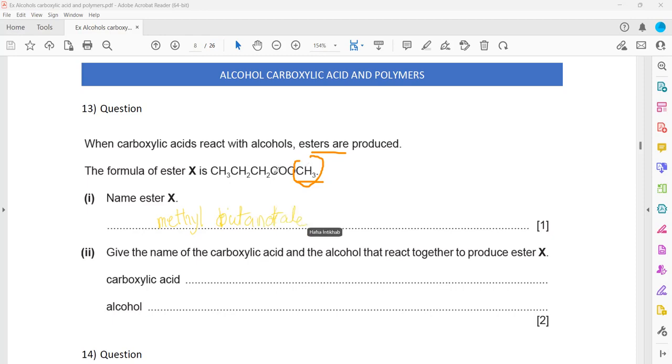And there are 4 carbon atoms, 1, 2, 3, 4. So when 4 carbon atoms are there, it will be but, single bond between them, an, and OH is there.